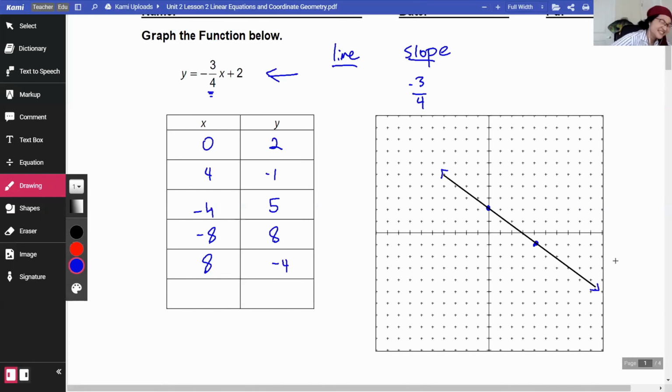All right, so it is negative. We go from left to right. And then we go down 3 and over 4. It looks like you'd be making a triangle. A right triangle. I wonder if that will be important later. Probably. All right. We have the slope here, negative 3 over 4. This is how we can interpret the slope. Rise over run.